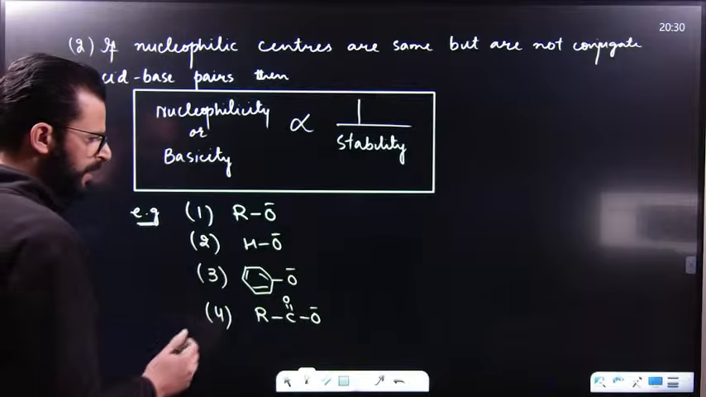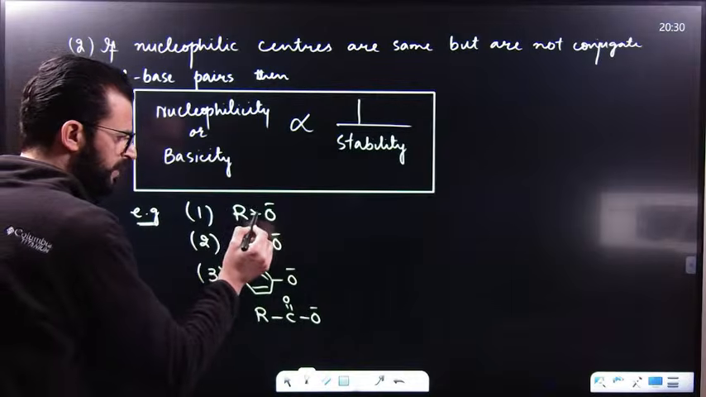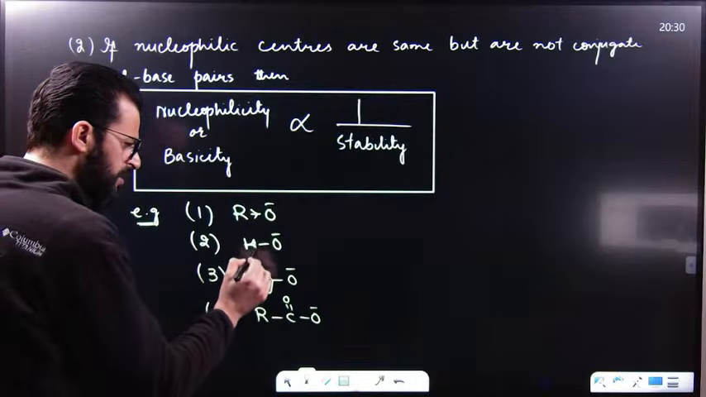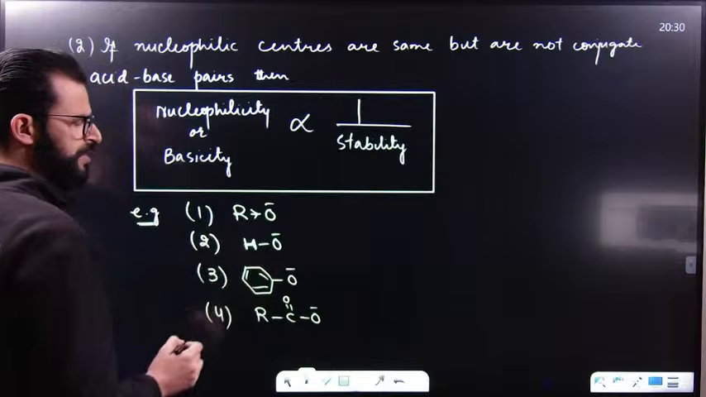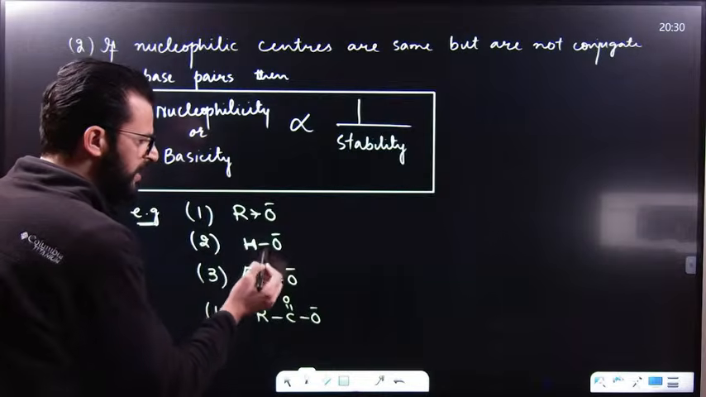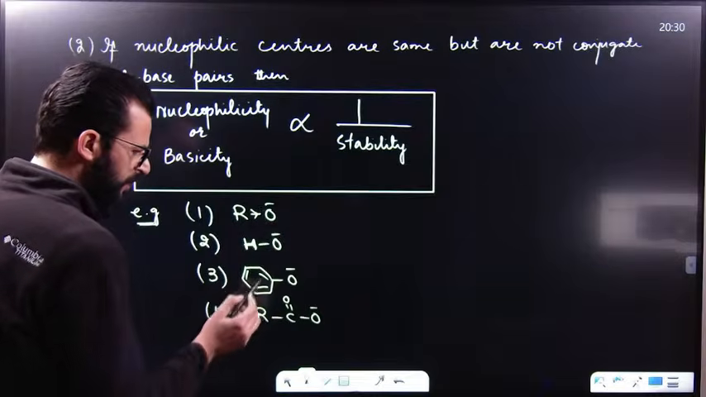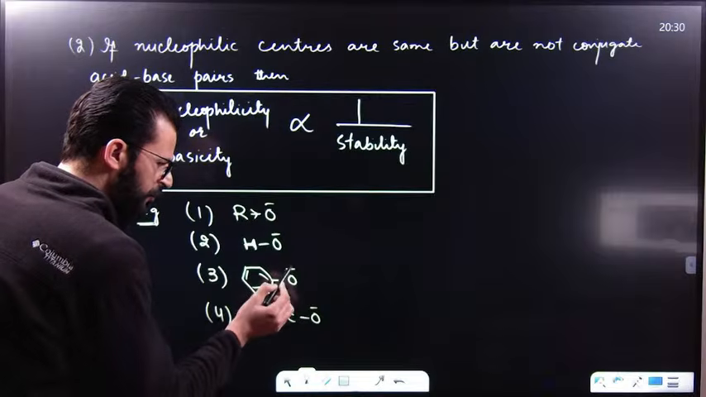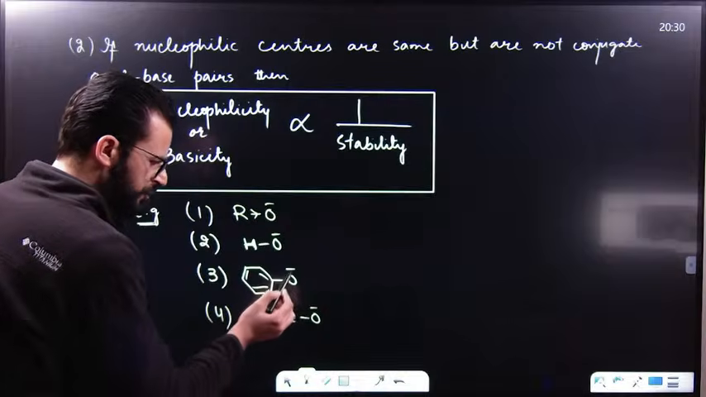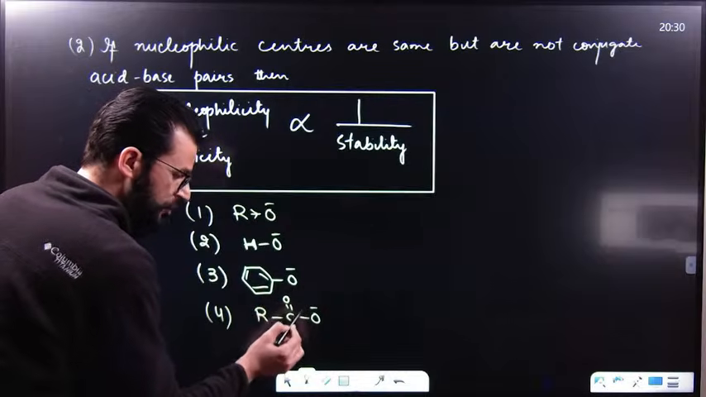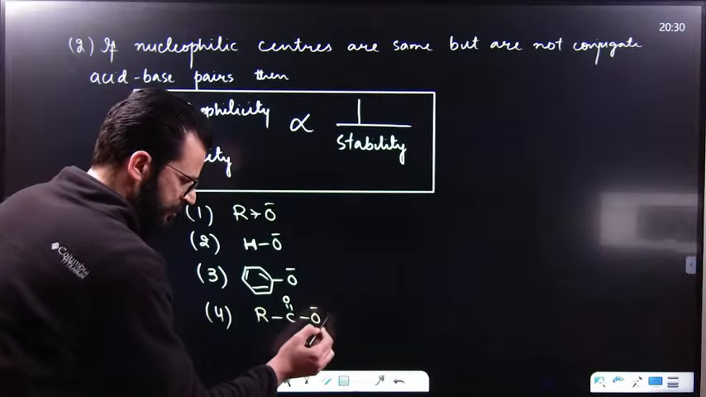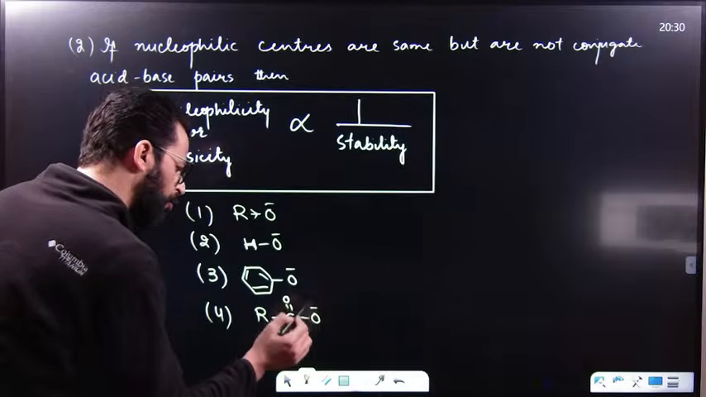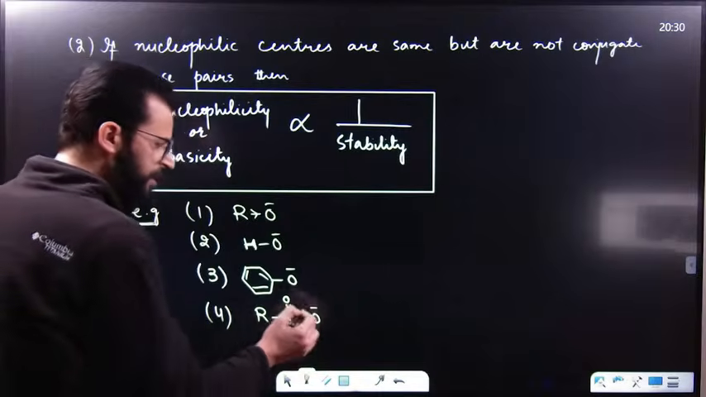As this is an alkoxide ion, R will donate its electrons due to +I, so its negative charge will increase. H neither donates nor withdraws electrons. That means OH minus is more stable than RO minus. But as compared to OH minus, the O minus of the phenoxide ion shows resonance, so it is stable because of resonance. RCOO minus also shows resonance, but in this case the resonance is equivalent, while in the phenoxide it is non-equivalent. Equivalent resonance means resonance is more in 4, that means RCOO minus. Hence 4 is most stable.